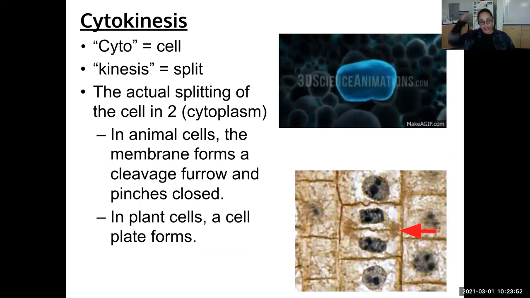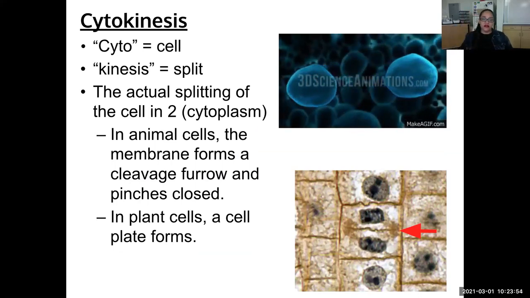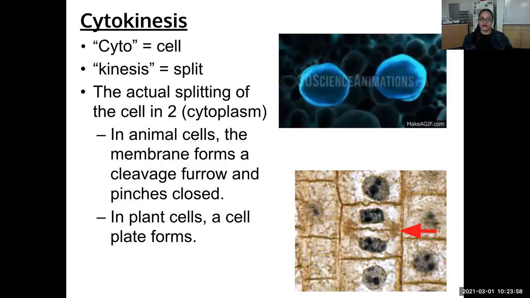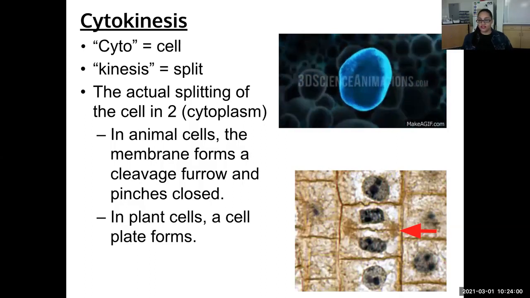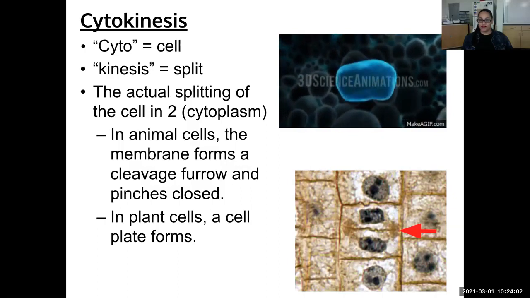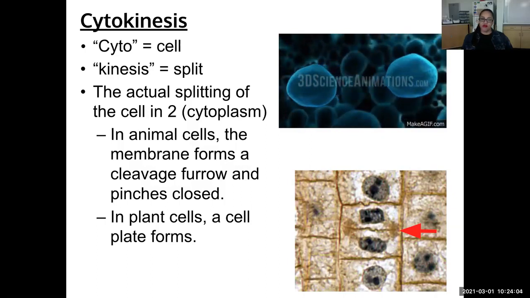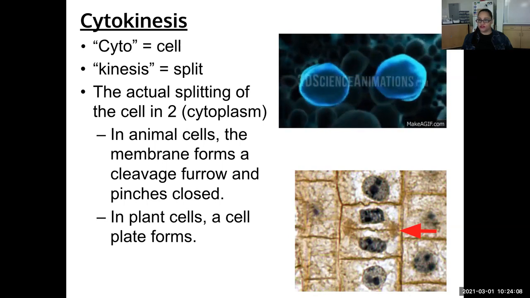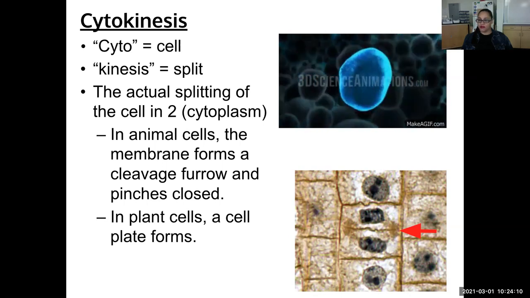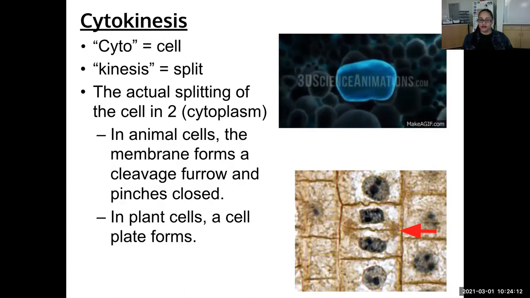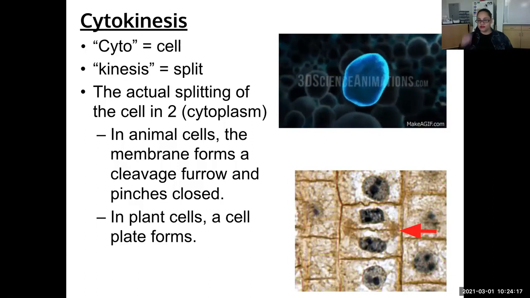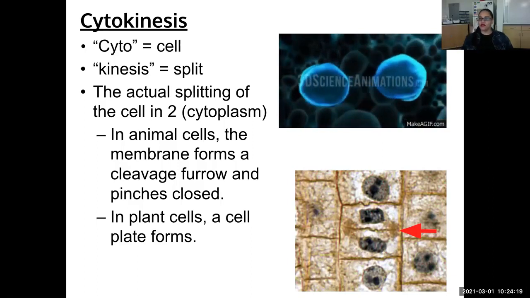Cytokinesis. Cyto, we've learned before, means cell, and kinesis means split. So it's the actual splitting of the cell and its cytoplasm in two. In animal cells, a membrane forms a cleavage furrow and kind of just pinches closed. That's what's happening on the top animation. In plant cells, a cell plate forms, and that cell plate eventually becomes the new cell wall.